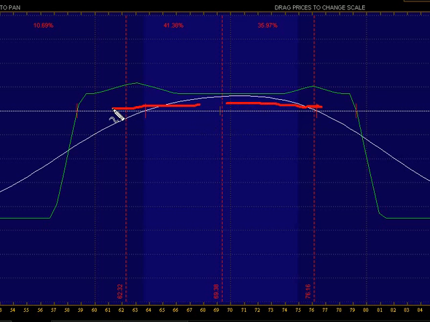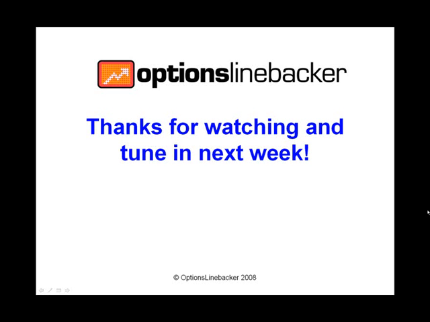So I hope that helps explain the management of the iron condor positions by adding these optional butterfly positions in here as well to help augment your defense and potential profit for the trade.